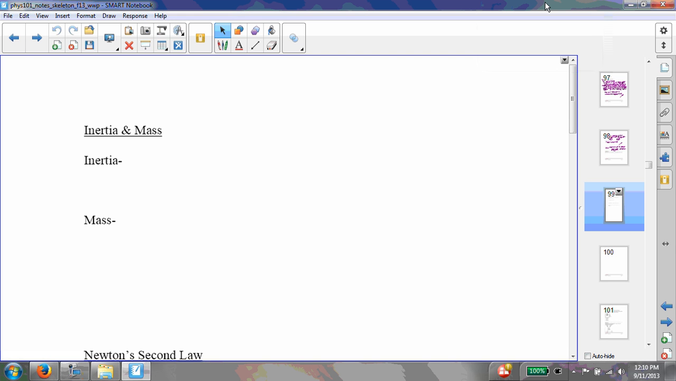All right, let's continue on with chapter 4. Now, we left off last time with Newton's first law. Continuing on with Newton's first law are included the definitions of inertia and mass.